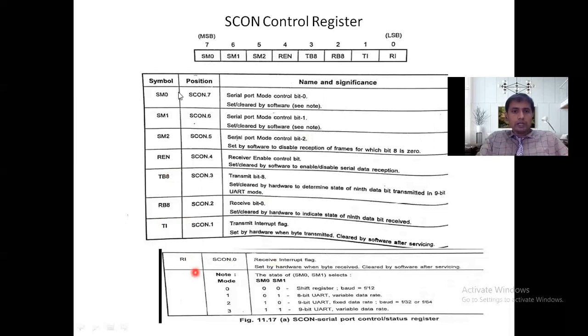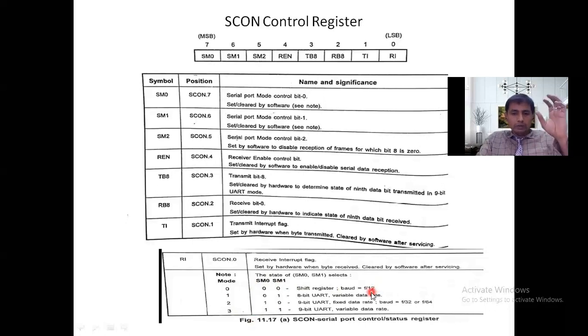And one more is based on SM0 and SM1 bits. 8051 performs some separate serial port operations. Let us see here. For example, SM0 and SM1 both are 0, 0, then 0, 1, 1, 0, 1, 1. Then based on SM0 and SM1, it further operates into 4 modes: mode 0, mode 1, mode 2, and mode 3. So in mode 0, the operation of the serial port is a shift register operation. In that, baud rate is frequency by 12.